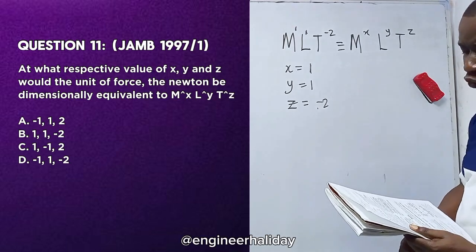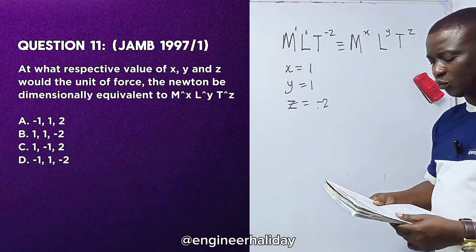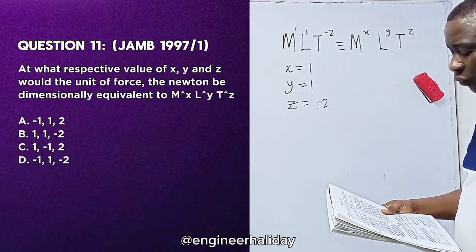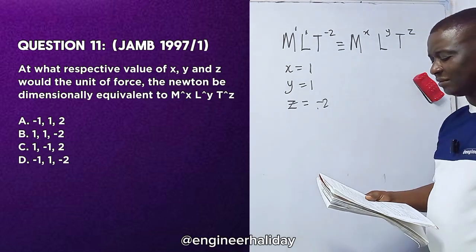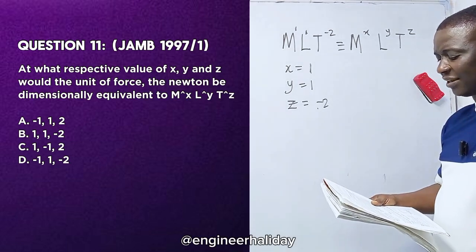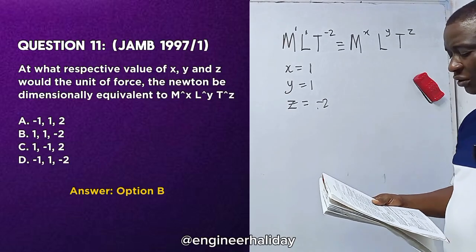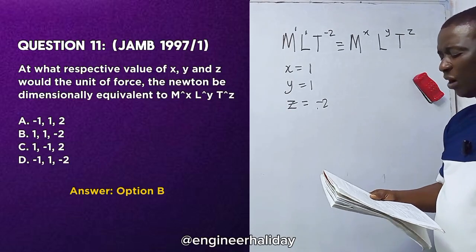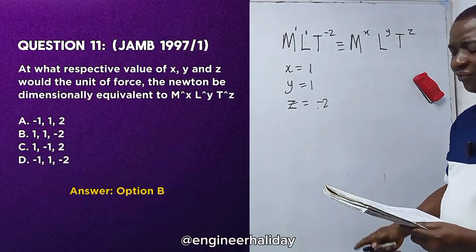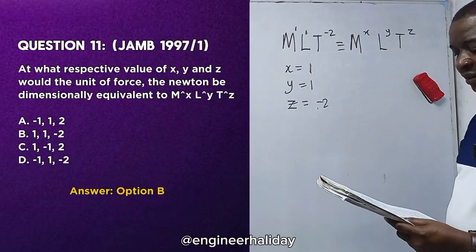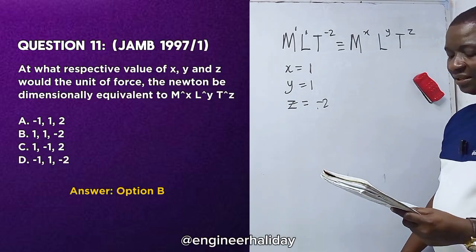So if we compare, option A says minus 1, 1, and 2. B says 1, 1, and minus 2. C says 1, minus 1, 2. D says minus 1, 1, minus 2. So the answer to that question is option B, which is 1, 1, minus 2.